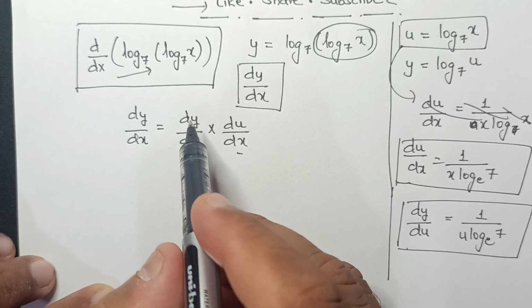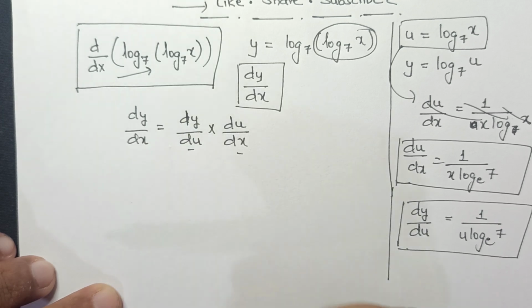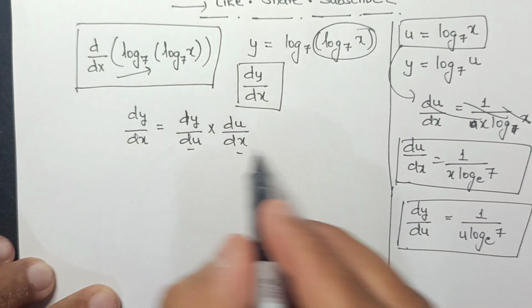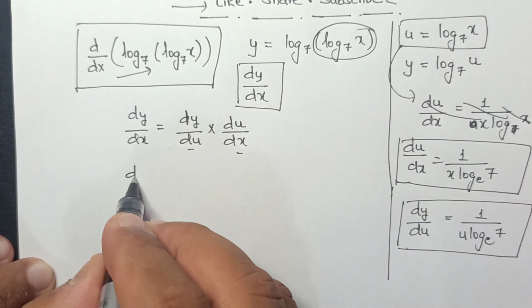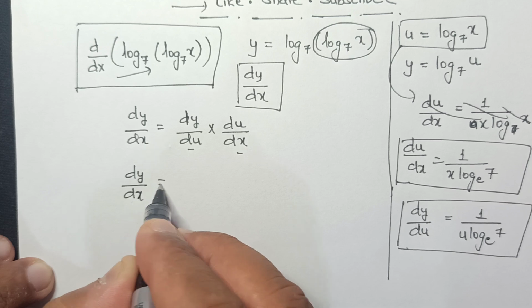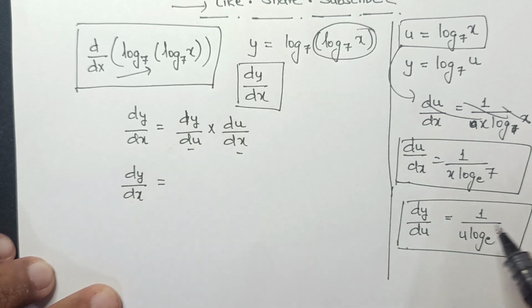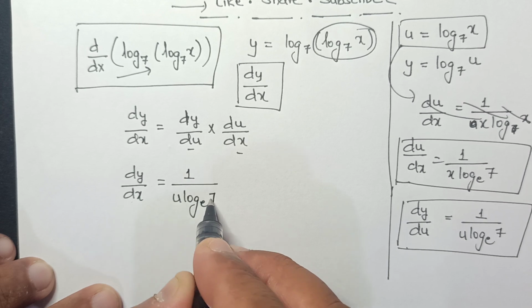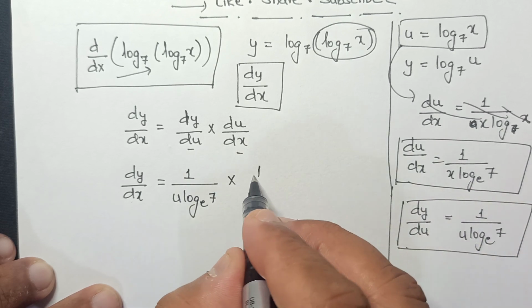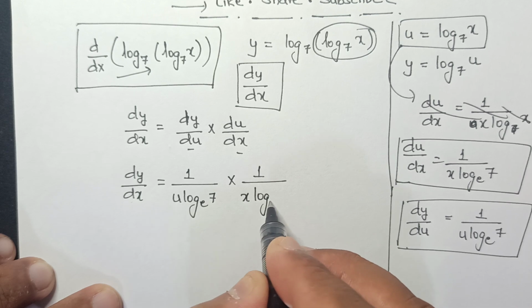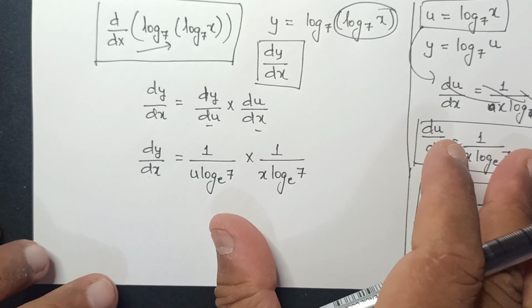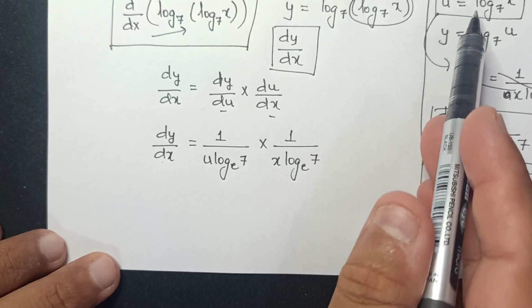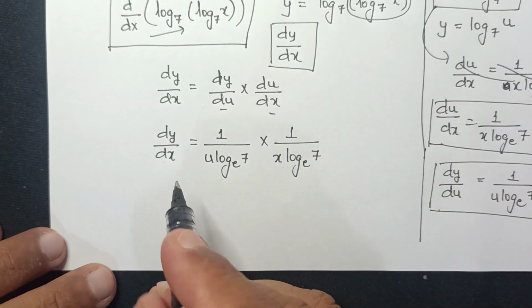Now what we have here is a situation where these kinds of problems will result in a totally different answer. So let us resubstitute these two values over here. The value of dy by dx is equal to dy by du. So dy by du is 1 divided by u log e to the base 7, multiplied by du by dx, which is 1 divided by x log e to the base 7. The value of u that we have taken is log 7 of x. So let us resubstitute the value here.